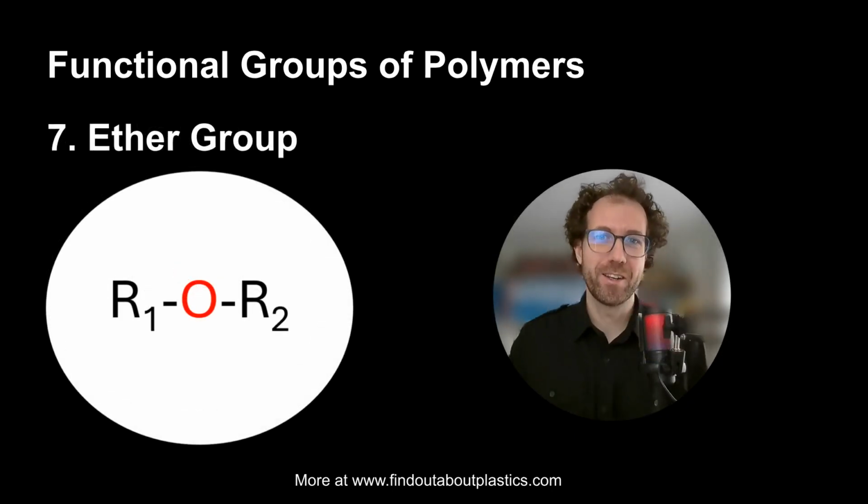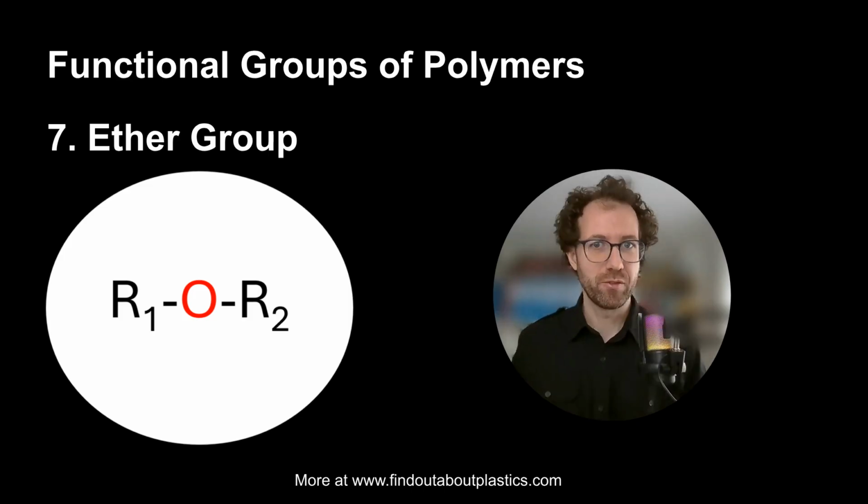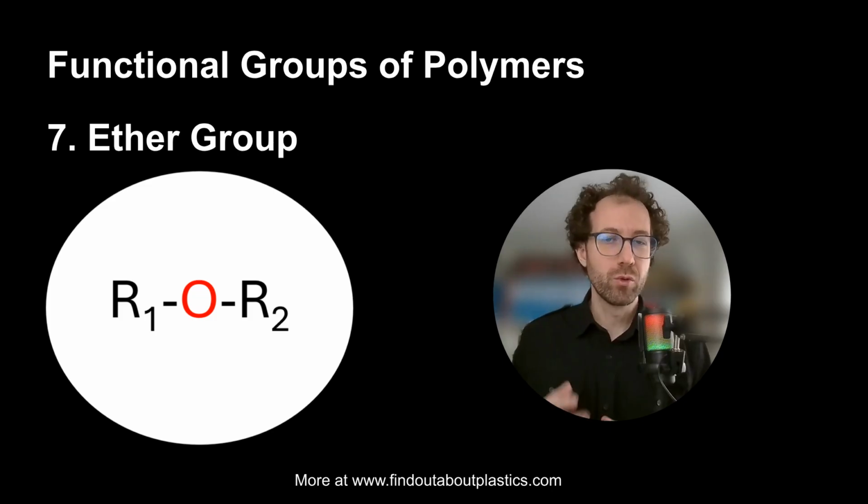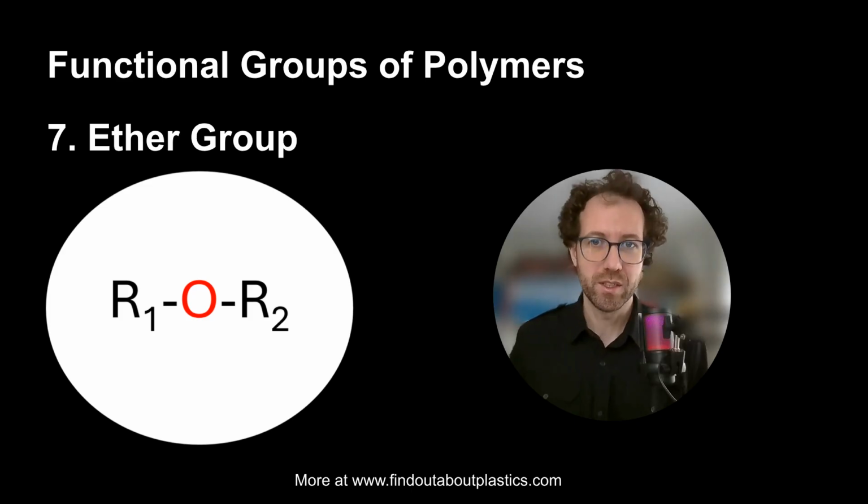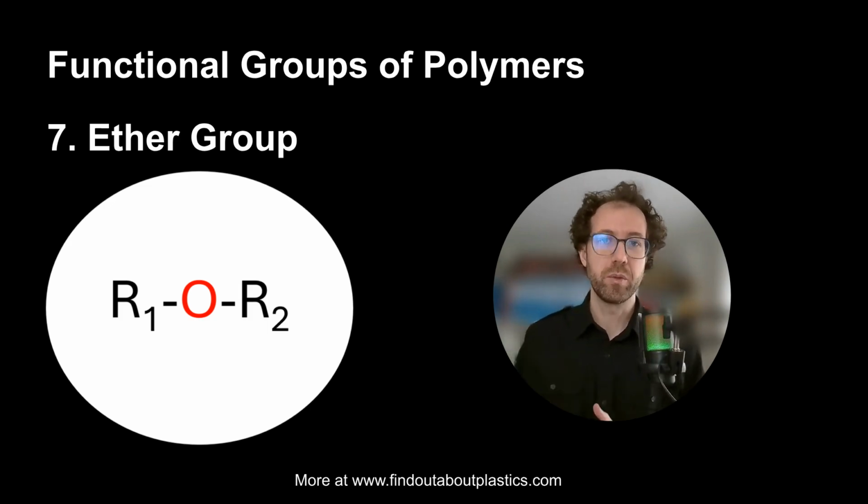Ethers are a class of organic compounds that contain an oxygen atom joined to two alkyl or aryl groups. And this is expressed in the formula R1OR2. And what that provides us is flexibility in the case of aliphatic ethers, good low temperature toughness, and for the aromatic ether linkages, polyaryl ethers, we have increased thermostability and also oxidative resistance. An example for an aromatic ether is polyphenylene oxide, the PPO.